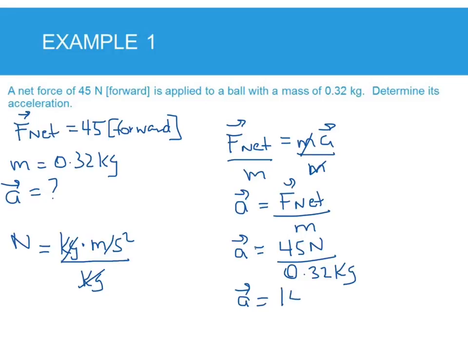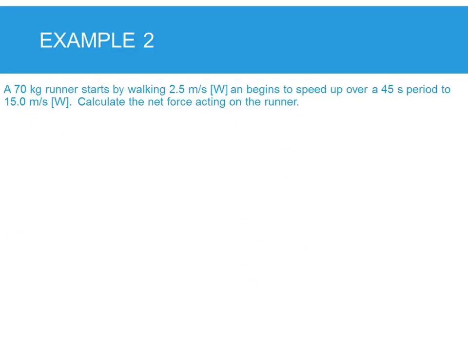So when we do that, we get 140 meters per second squared, and it's forward. All right, we only want 2 sig figs, so we're going to round so that it's 140. You might also see it in your textbook as 1.4 times 10 to the power of 2. It's the same answer. So let's look at something a little bit harder.